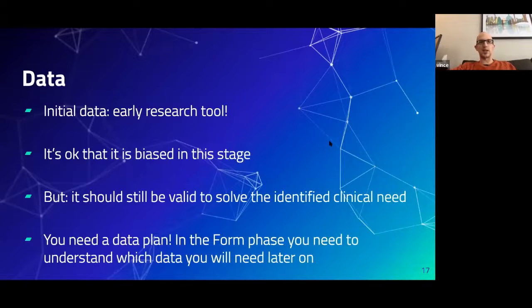One of them is you need a data plan. You should really take the time, sit down, and think about what kind of data will I need in the upcoming phases to get rid of the bias? How many different data sources do I need? How many manufacturers are there? Let's assume you work with MRI images. How do I make sure that I get different types of sequences from different manufacturers, from different places, so that I can really have a product in the end that is applicable everywhere?